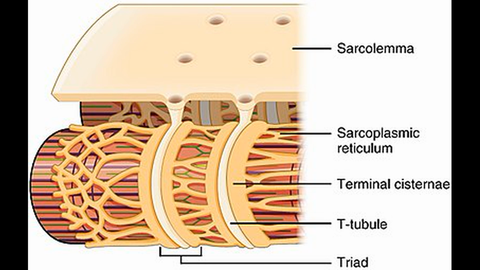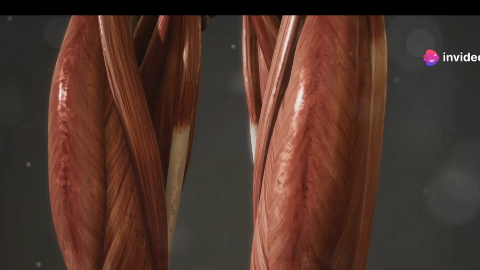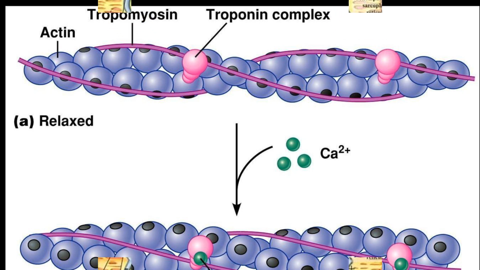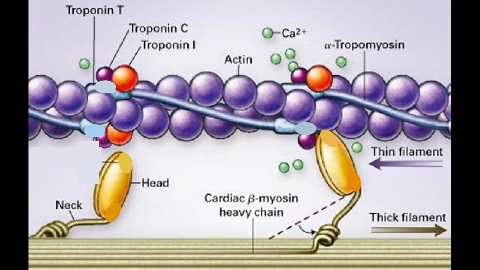Section 9. The dance of muscle contraction. Muscle contraction is a fascinating process involving proteins and ions. A signal from the nervous system triggers calcium ion release. Calcium binds to troponin, exposing myosin-binding sites. Myosin heads attach to actin, forming cross bridges. Myosin heads pivot, pulling thin filaments, causing contraction.